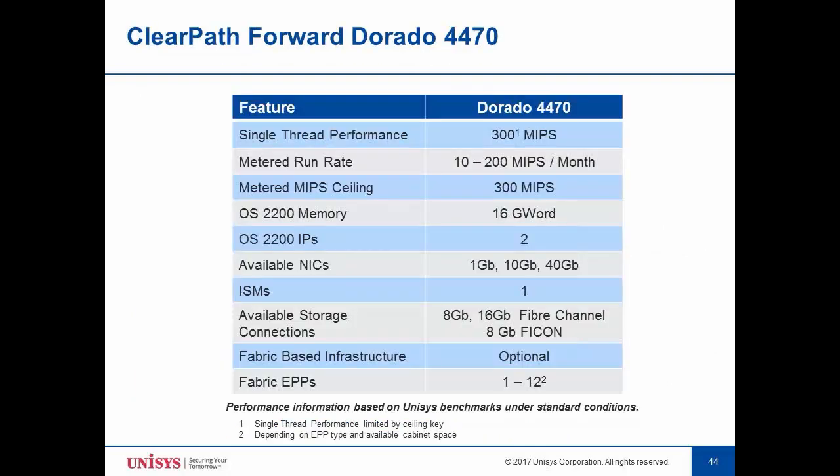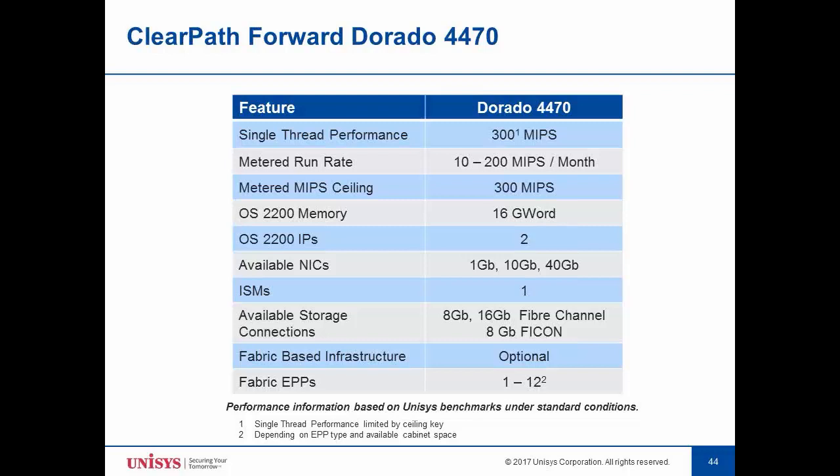This chart shows the performance of the system. It's a metered system that has a ceiling of 300 MIPS, and because of the 300 MIPS ceiling, that really limits the single thread performance for the Dorado 4470. It can be contracted up to a 200 MIPS per month metering contract, so it's a very capable system, really, when you consider the size of the OS 2200 workload.